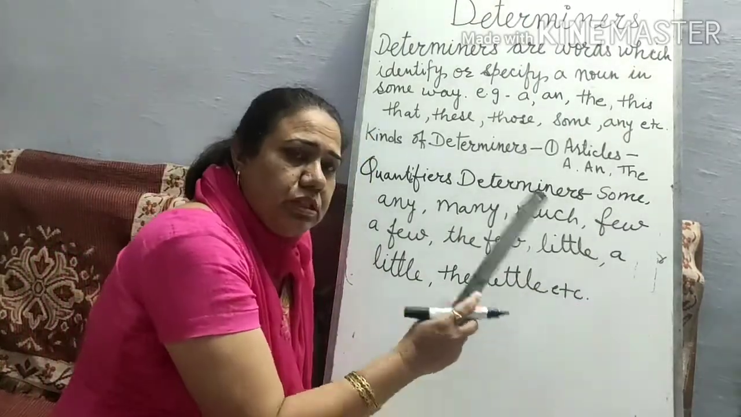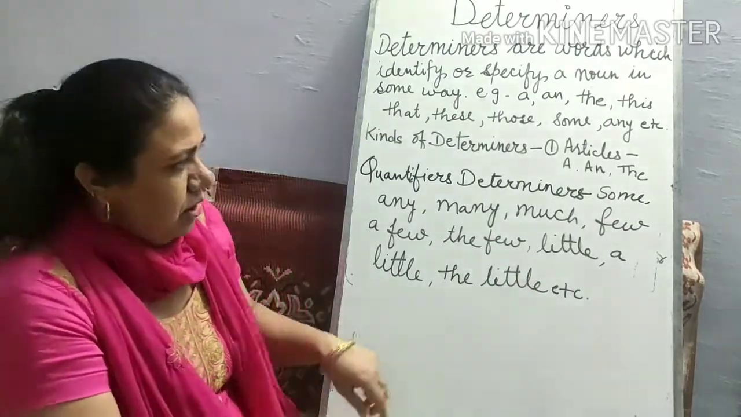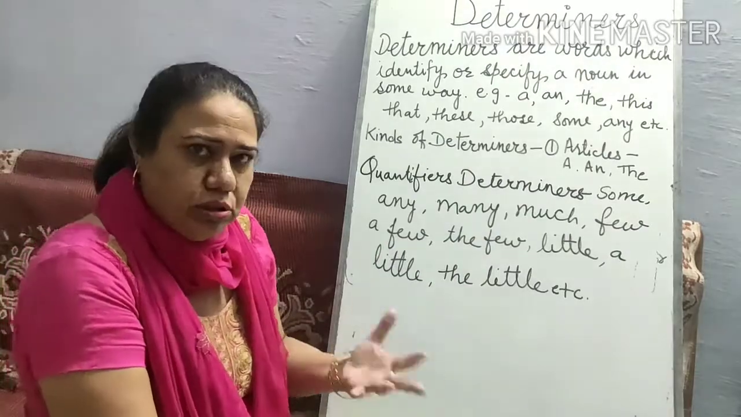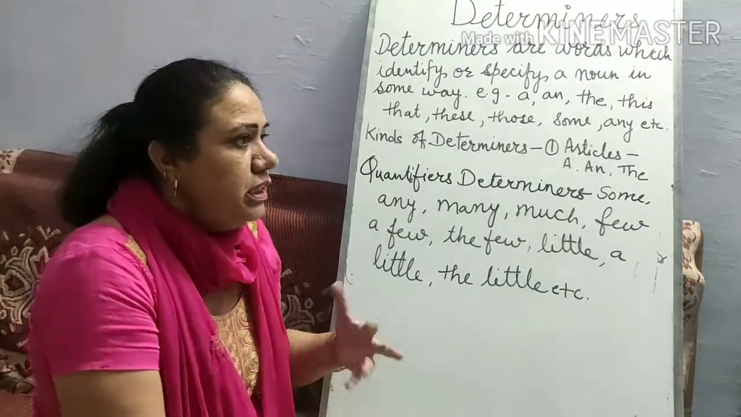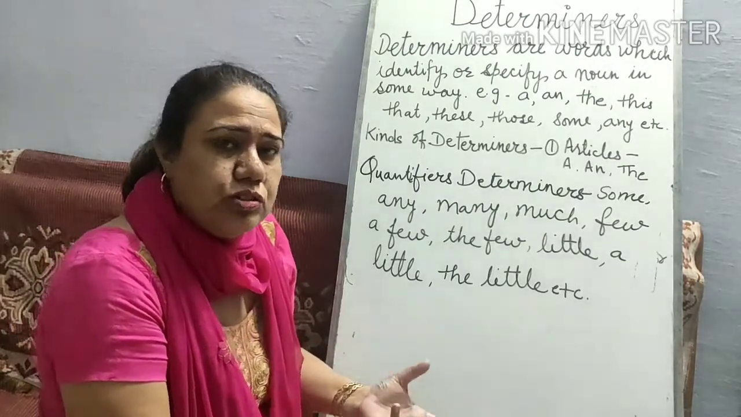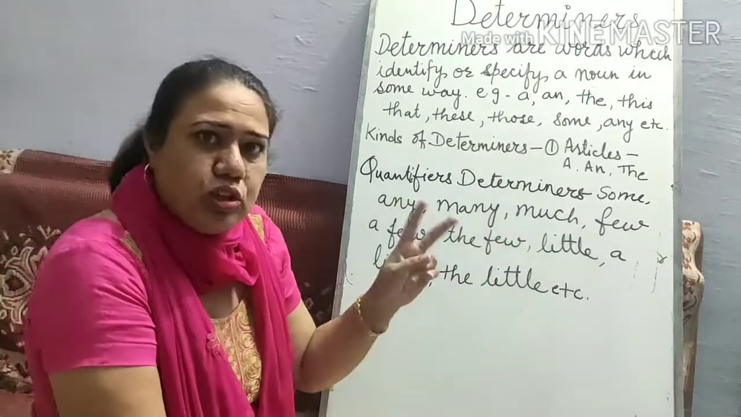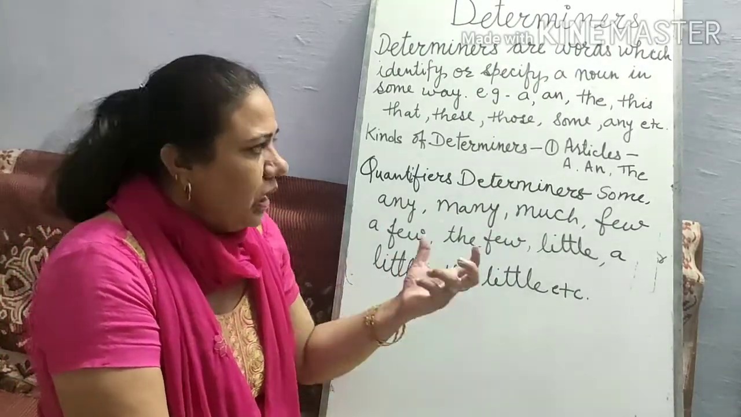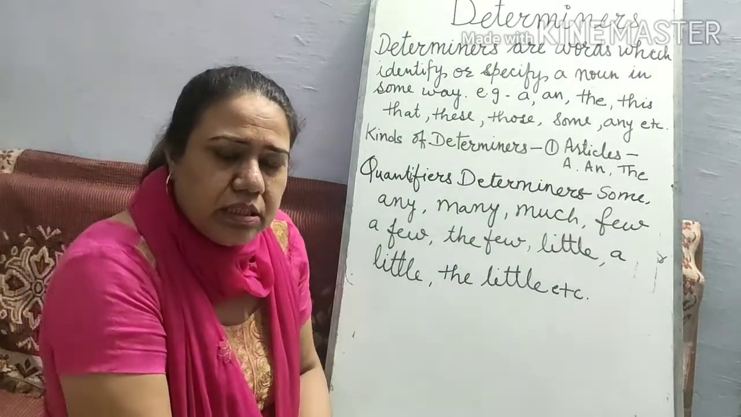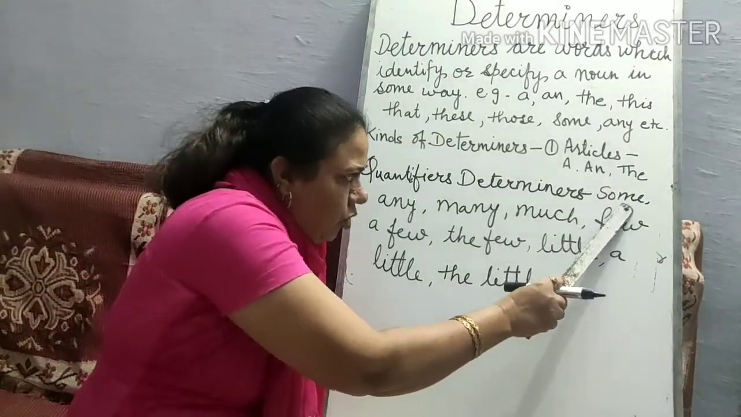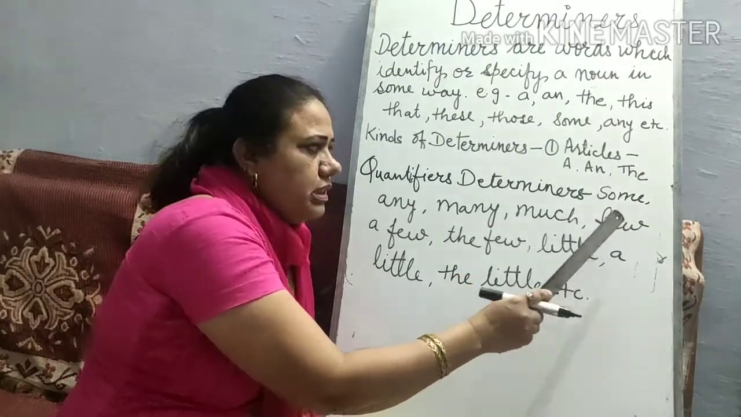Some we take for positive sentence, and question sentence also. For example, I have some books. I have some diaries. I have some CDs of movies. So some we count for positive, and for question also. Could you pass some salt please? Could you pass some sugar please? For a polite request you can say this.